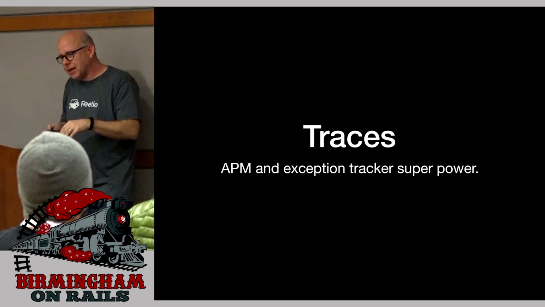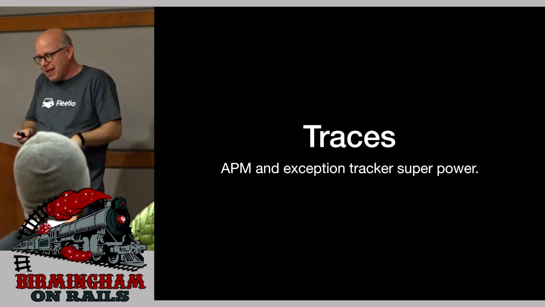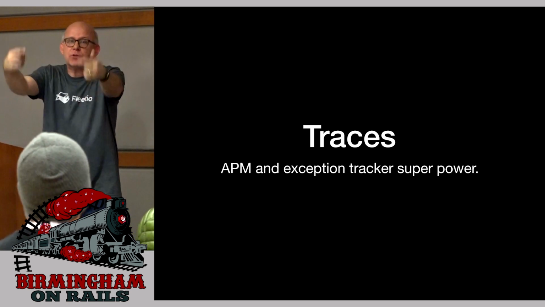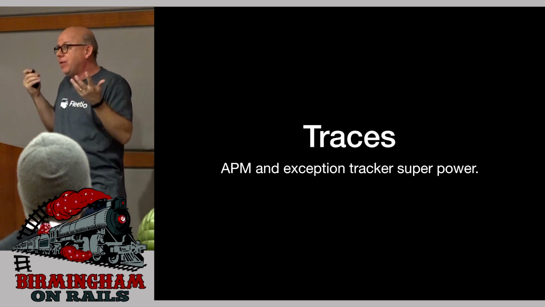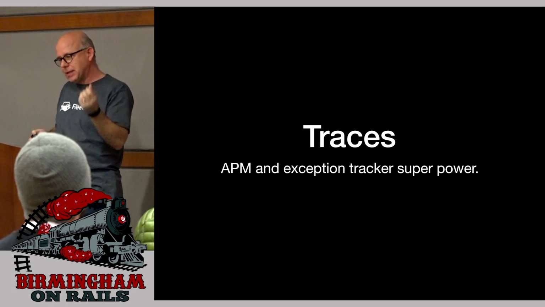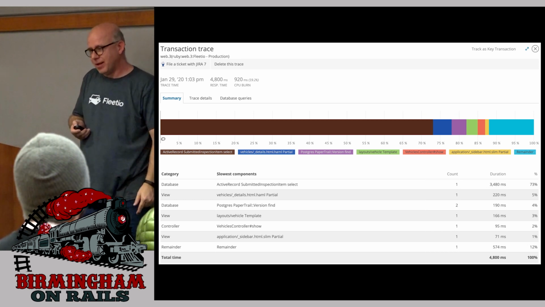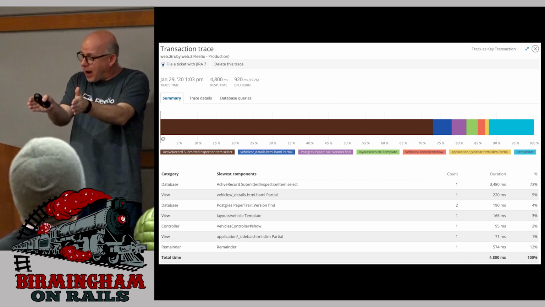Traces, in my opinion, are maybe the most valuable thing in APM tools and exception trackers. That's the superpower. The ability to actually look into what's running on our production servers, see what is happening, and figure out what the problem is, because now we can understand. Like on this one, it's pretty obvious, right? There's a big brown bar on the left side of this graph. That's probably the problem.